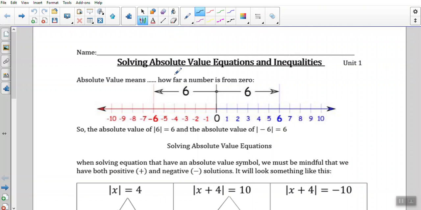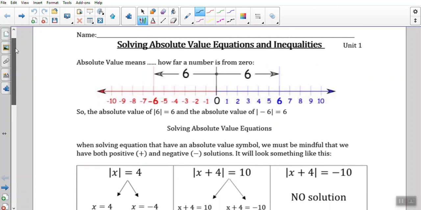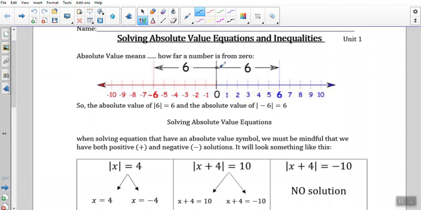Alright class, so this video is about solving absolute value equations and inequalities. First I'm going to review what an absolute value is and how we can recognize it with its symbol, and then we're going to look at how to solve absolute value equations.